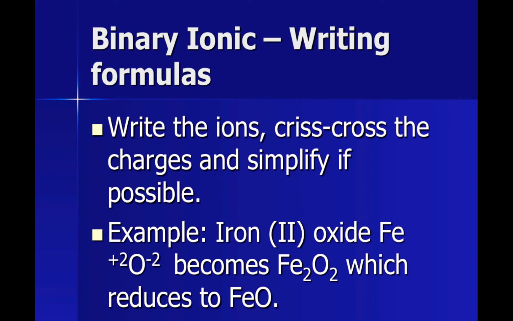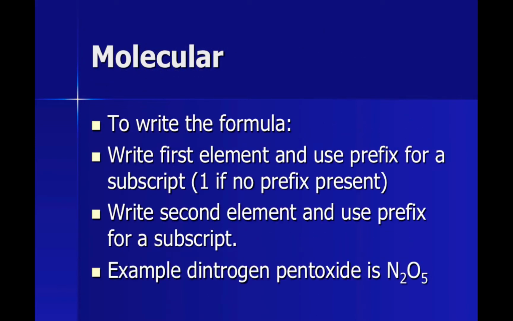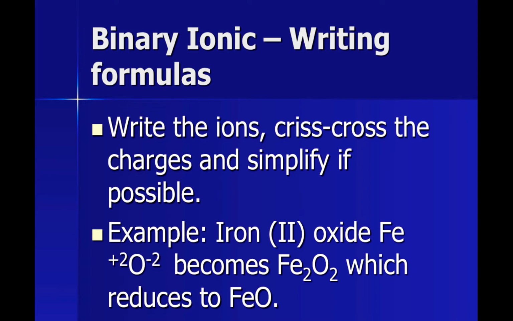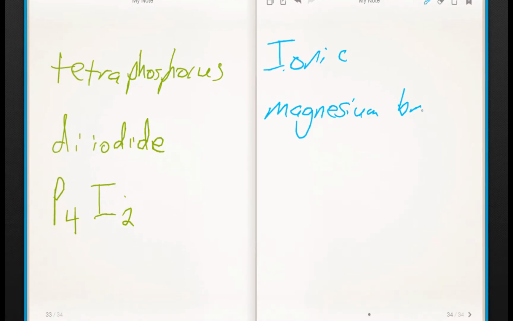Realize here you're simplifying, but for molecular stuff, you're not simplifying. When you write the formula, notice it doesn't say to simplify. Here in ionic stuff, we are simplifying. So there's only those 2 instances you need to think about. Just don't get that confused. So let's do an ionic example.